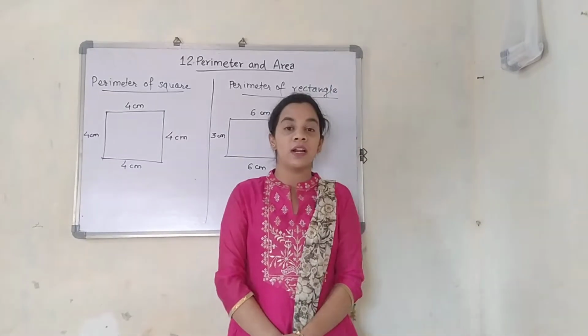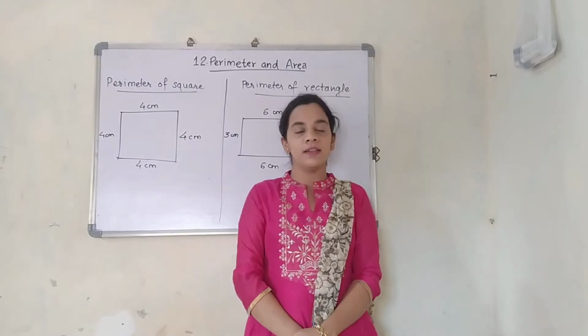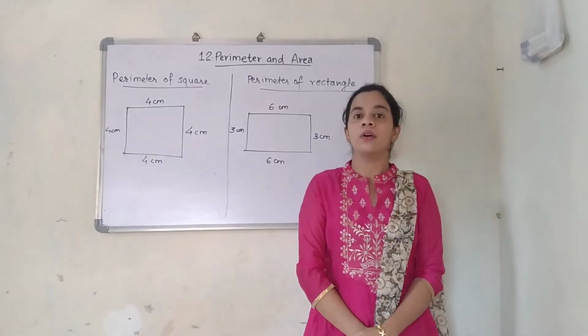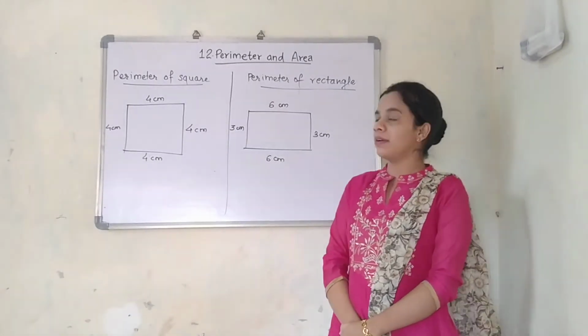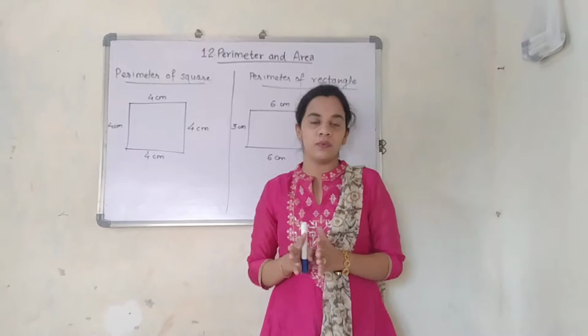We have started with our 12th lesson, that is perimeter and area. The 11th lesson, that is measurement, we will start later. So basically this lesson is perimeter and area. What is meant by perimeter? Basically we will study that first.